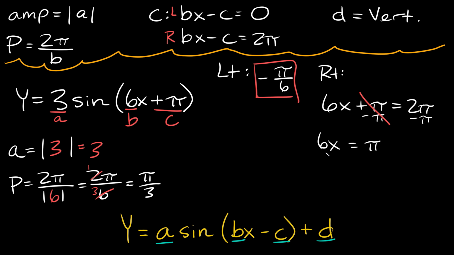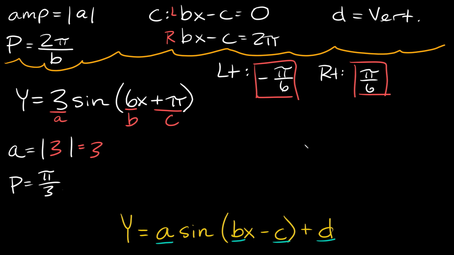And then again, to solve for x, we'll divide both sides by 6. Those cancel out, so we get x is equal to positive pi over 6. Okay, so now if we draw our graph, we're going to have a left side and a right side, because as you can see, we're going to go into the negative side over here, and we're going to have the right end over here in the positive side.